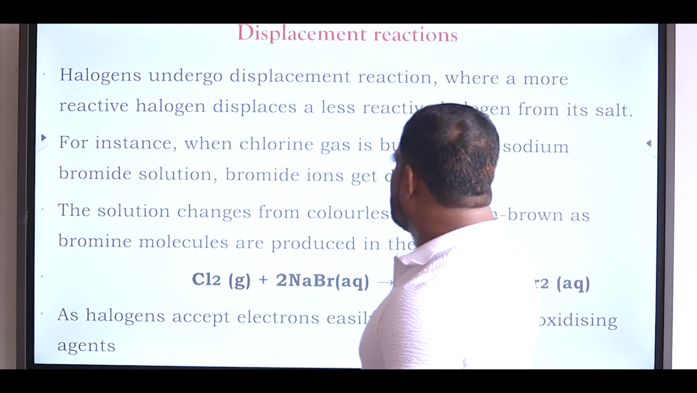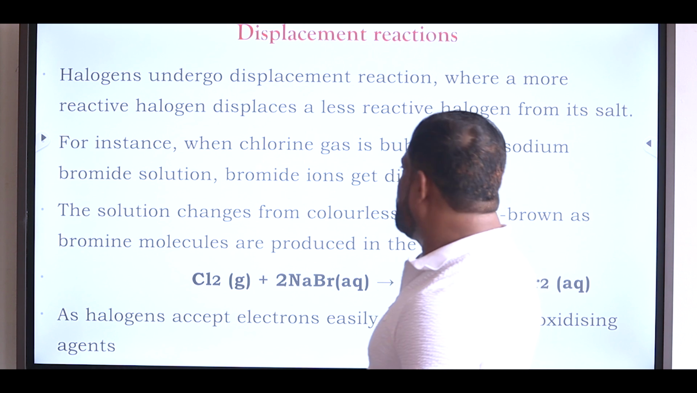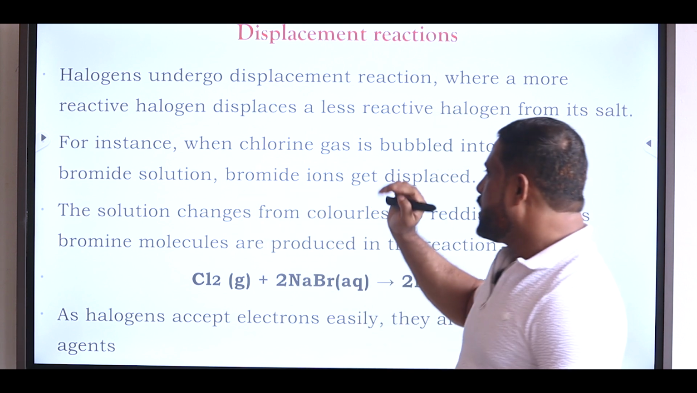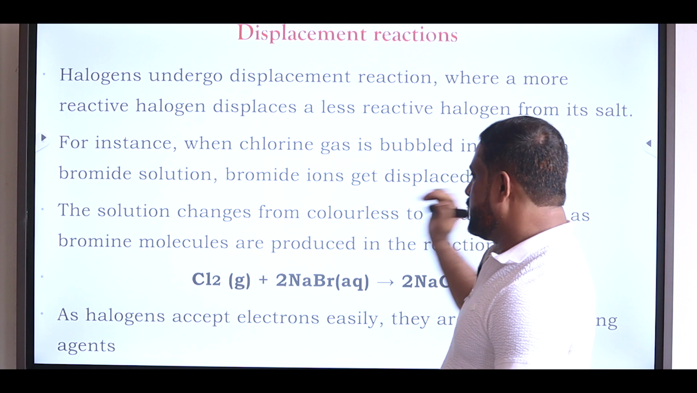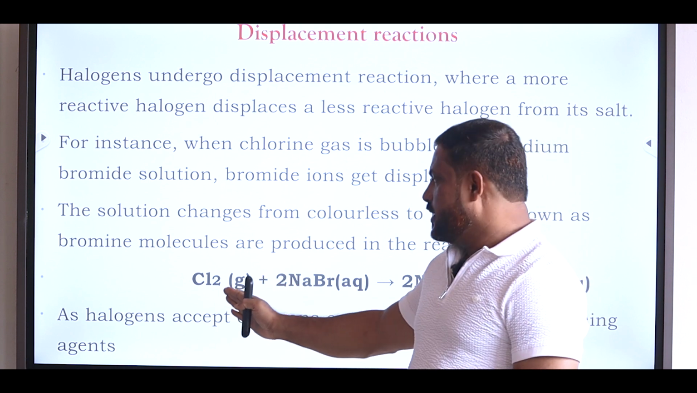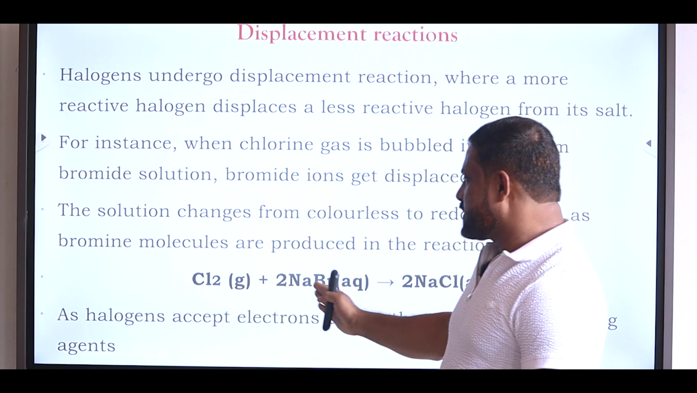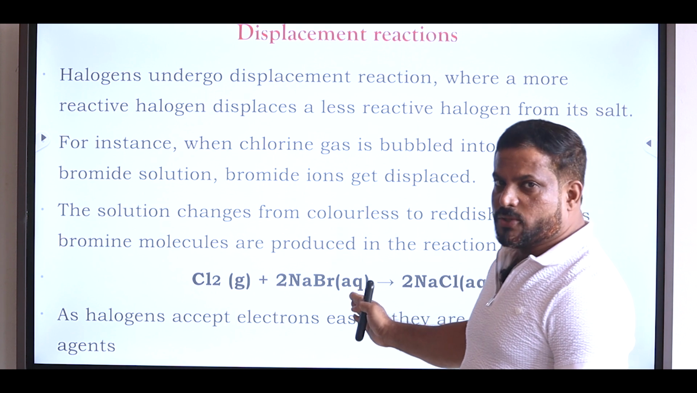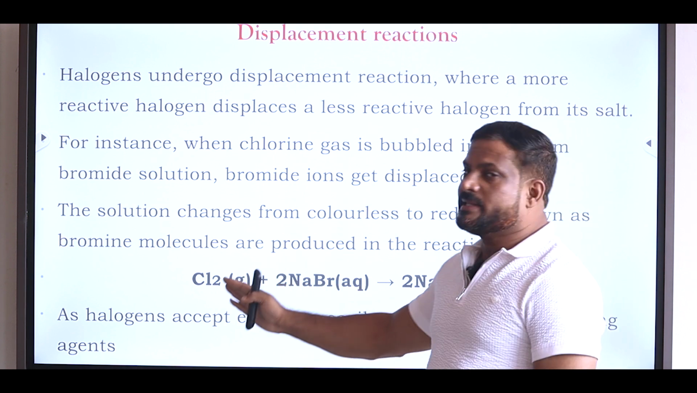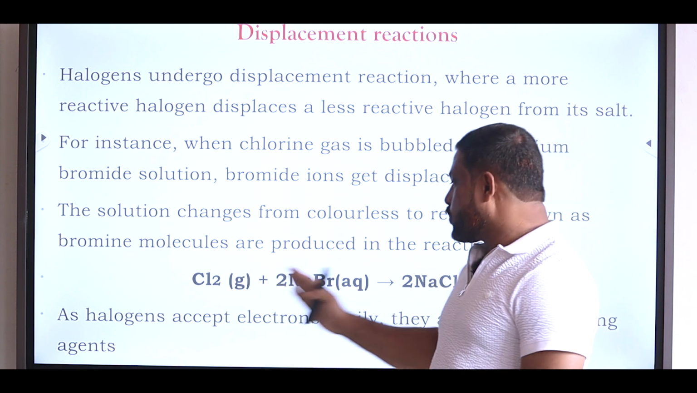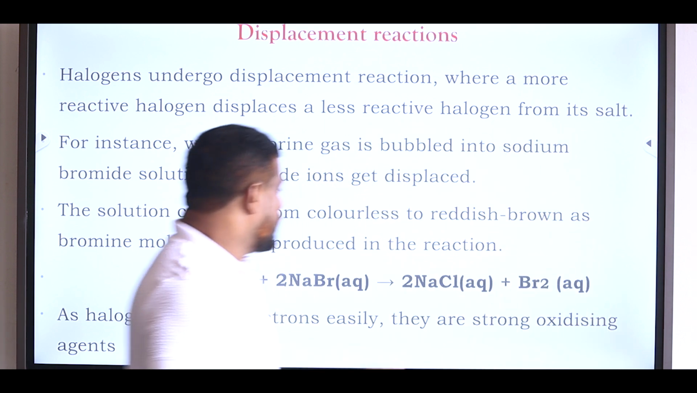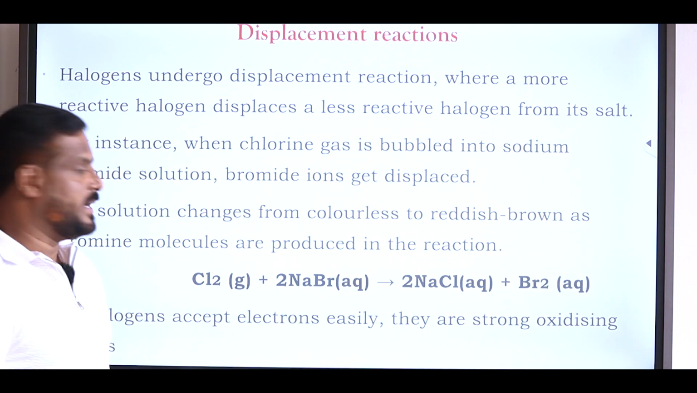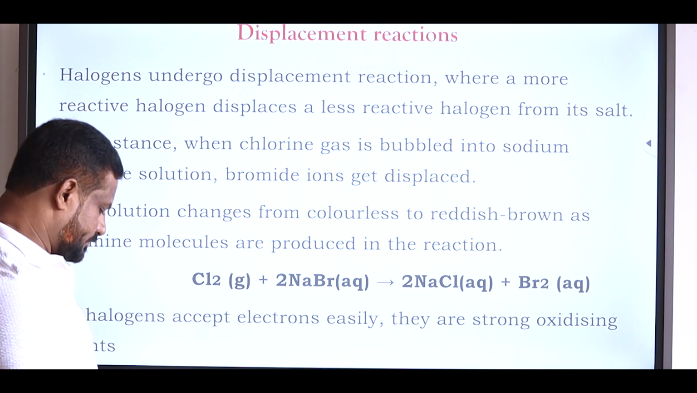For example, chlorine gas is bubbled into a sodium bromide solution. Bromide ions get displaced by chlorine. Here I mentioned one equation. Chlorine gas reacts with the sodium bromide aqueous solution. So what will happen? Chlorine is more powerful, so chlorine displaces bromine, and the products are sodium chloride and bromine, which is displaced.